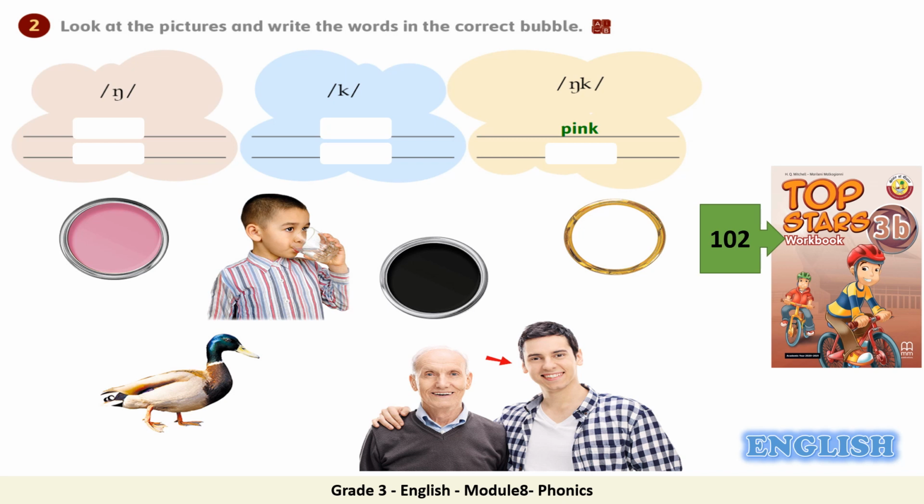Now it's time to check your answers. Let's continue. Picture number 2. Drink. Ink. Excellent. Picture number 3. Black. Amazing. Picture number 4. Ring. Ing. Great. Picture number 5. Duck. Well done. And the last picture. Young. Ing. You are brilliant. Here's your star.